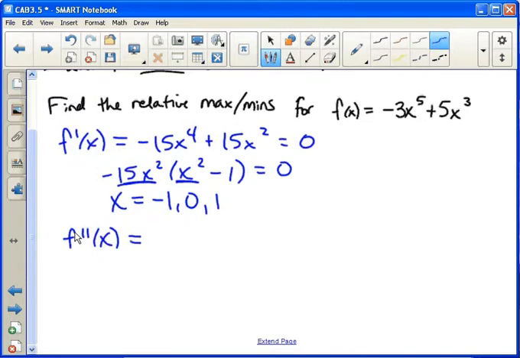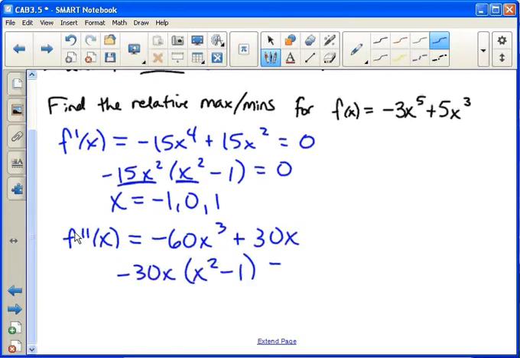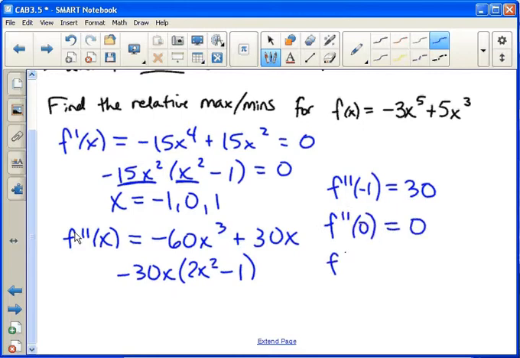We get negative 60x cubed plus 30x. I'm going to factor out a negative 30x, leaving me 2x squared minus 1. Anyway, now that I have my second derivative, what I need to do is take these three numbers, negative 1, 0, and 1, and plug them in. So if I plug negative 1 into that, I should get positive 30. If I plug 0 into the second derivative, I get 0. If I plug positive 1 in, I get negative 30.